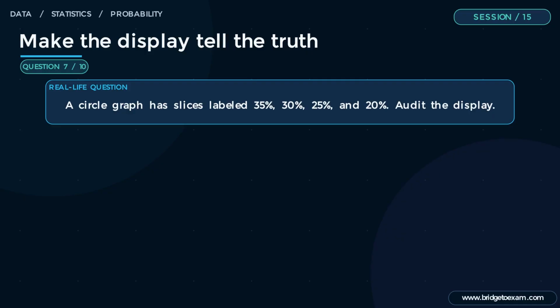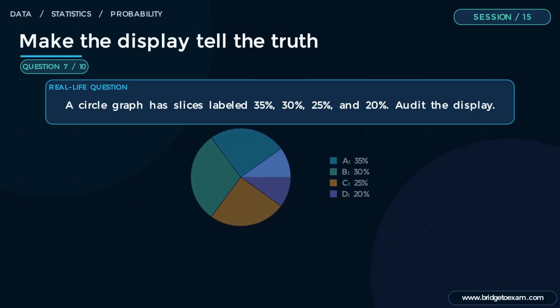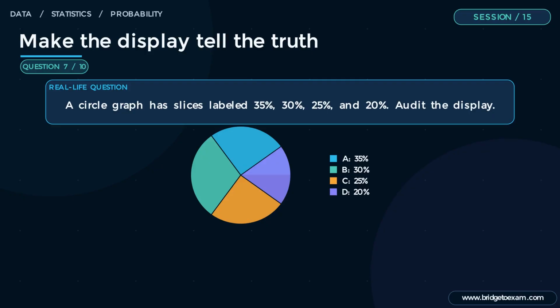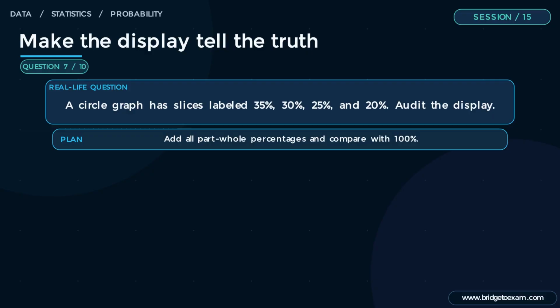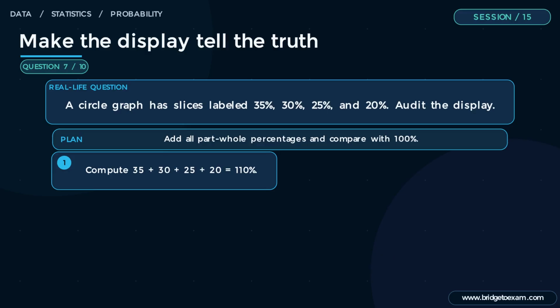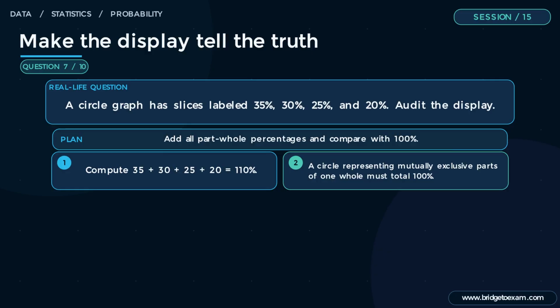Example 7. A circle graph has slices labeled 35%, 30%, 25%, and 20%. Audit the display. The circle audit checks whether the parts form one complete whole. Plan. Add all part whole percentages and compare with 100%. Step 1. Compute 35 plus 30 plus 25 plus 20 equals 110%.